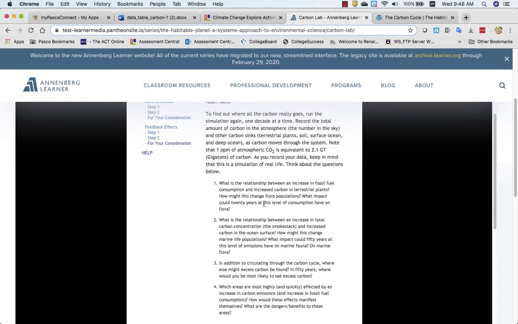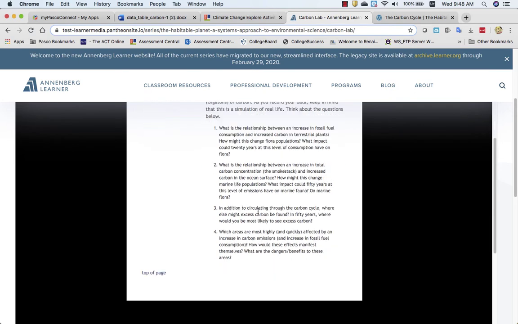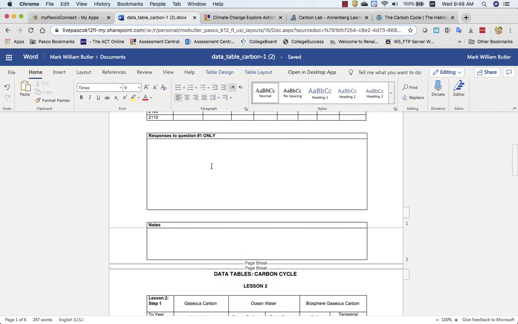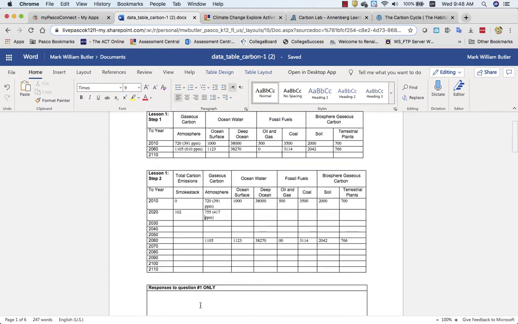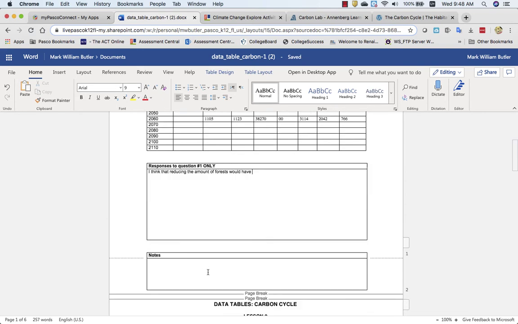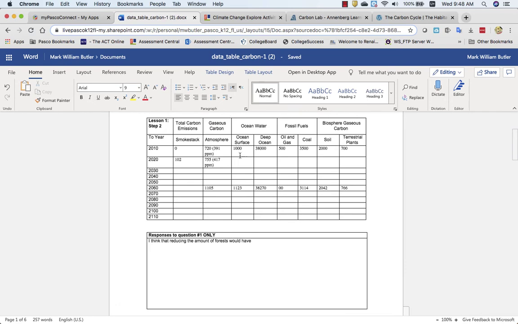What impact could 20 years at this level of consumption have on flora? Okay, so again, you're not responsible for those questions. Really, it just wanted that first one from step 1, and you're going to just type that answer in here. I think that reducing the amount of forests would have this impact, okay? And you can write any notes here, what's happening.